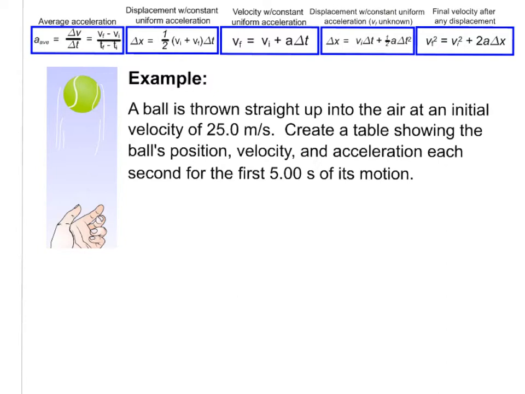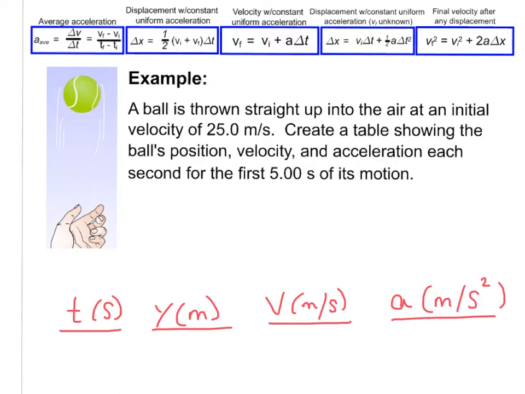So let's read this example. Let's say a ball is thrown straight up into the air at an initial velocity of 25 meters per second. We're being asked to create a table showing the ball's position, velocity, and acceleration each second for the first 5 seconds of the motion of the ball. So let's write down the things that we know and the things that we need to know.